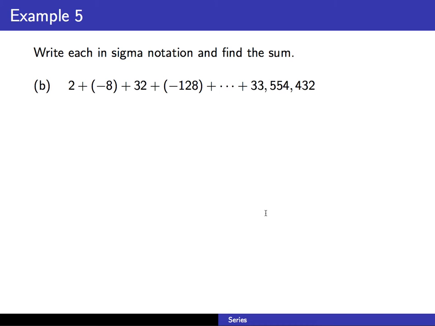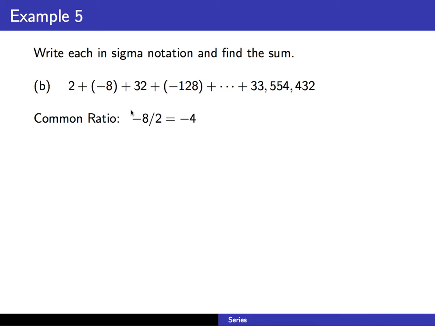Part B, we're going to write it in sigma notation and find its sum. So we have 2, then negative 8, then 32, then negative 128, all the way up to 33,554,432. Well, first let's check if it's arithmetic. From 2 to negative 8, we'd have to subtract 10, but negative 8 minus 10 is not 32, so it's not an arithmetic series. If we check the ratios, negative 8 divided by 2 is negative 4, 32 divided by negative 8 is negative 4, negative 128 divided by 32 is negative 4, so we do have a geometric series with a common ratio of negative 4.